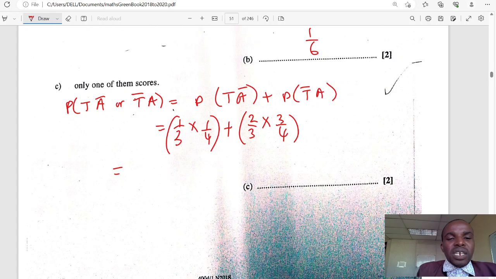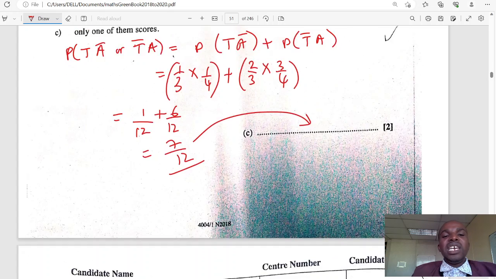Then you just simplify this part. 1 times 1 is 1, 3 times 4 is 12, plus 2 times 3 is 6, 3 times 4 is 12. So it will be 7 over 12. So this is the answer to this part. Done.